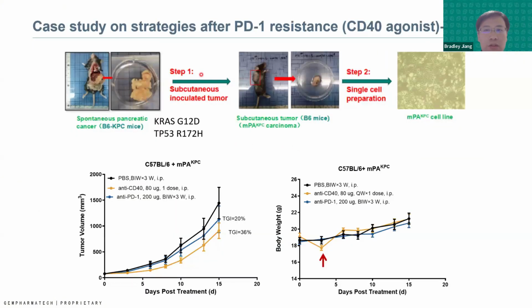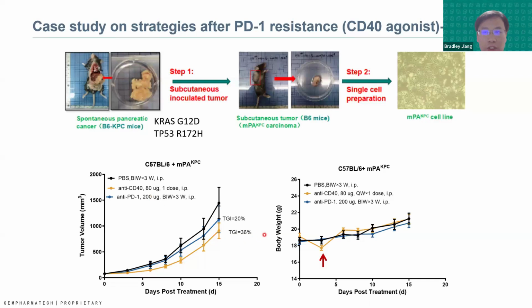The KPC cell line was obtained from a tumor mass isolated from a spontaneous pancreatic tumor mouse, KPC, and this cell line carries mutations in KPC mice, KRAS G12D and TP53 R172H. We tested the mouse PD-1 antibody on this KPC model and found that KPC tumor is primarily resistant to this anti-PD-1 treatment, while showing sensitivity to another antibody, CD40 agonist.